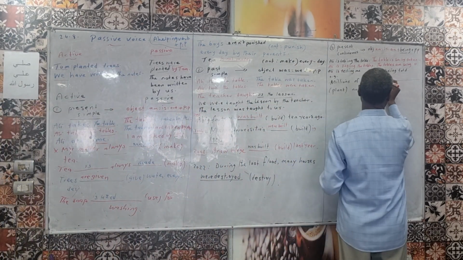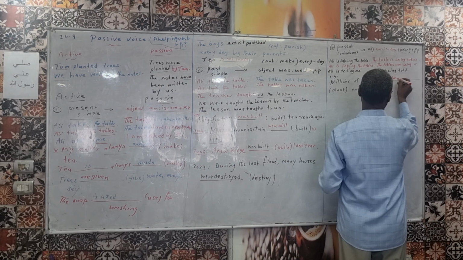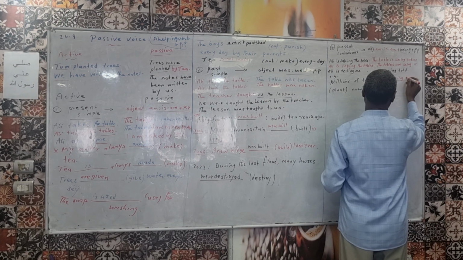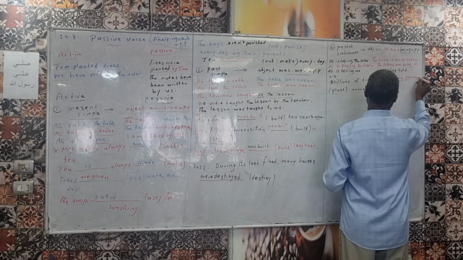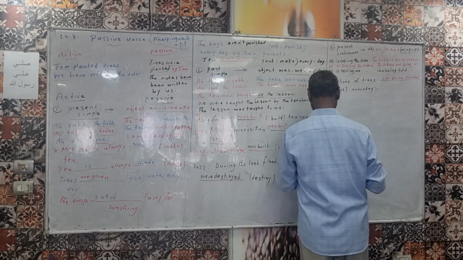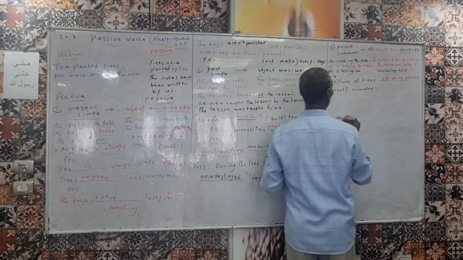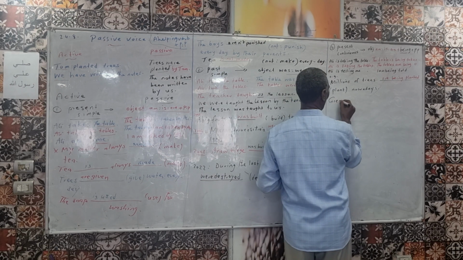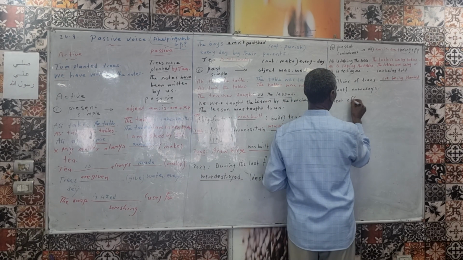Millions of trees are what? Are being planted. Being what? Planted. Millions of trees are being planted. Great efforts. مجهودات عظيمة.